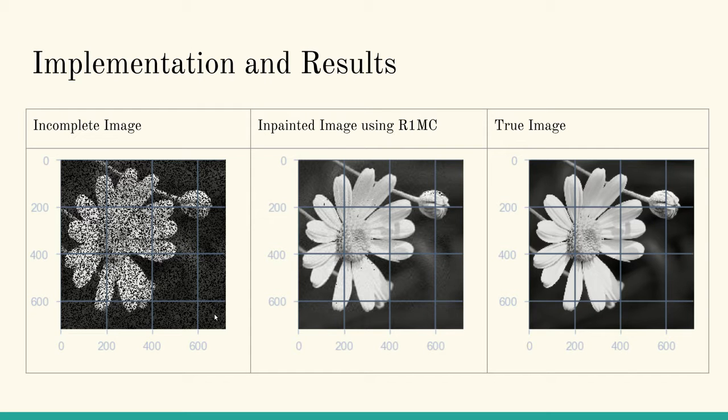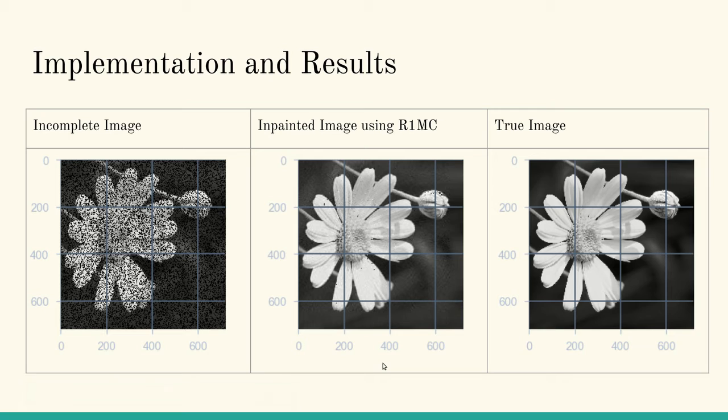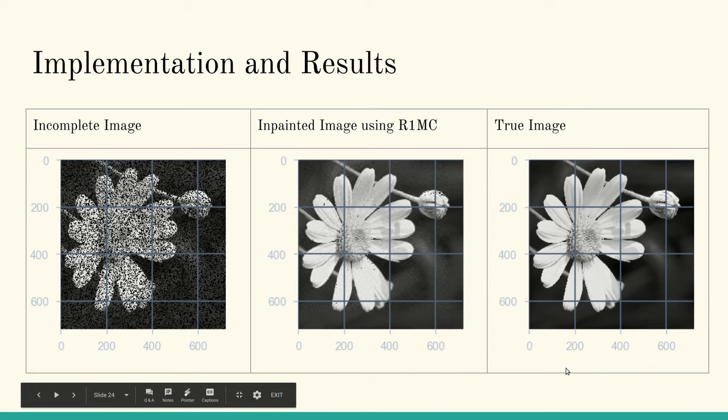We have implemented the R1MC algorithm in Python using NumPy and we are presenting you the results. Here is the incomplete image with 50% of the pixels blacked out. Here is the completed matrix using R1MC, assuming the rank to be 70 for a 720 x 720 image. The last one is the true image, and we see the reconstruction is quite accurate.